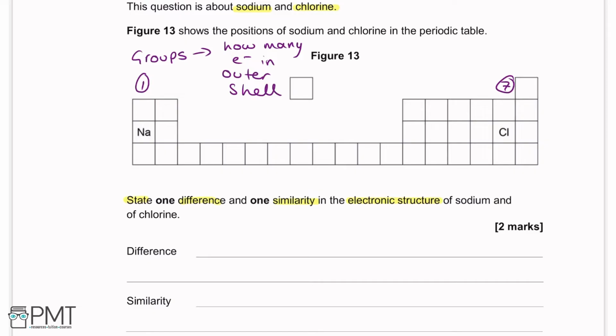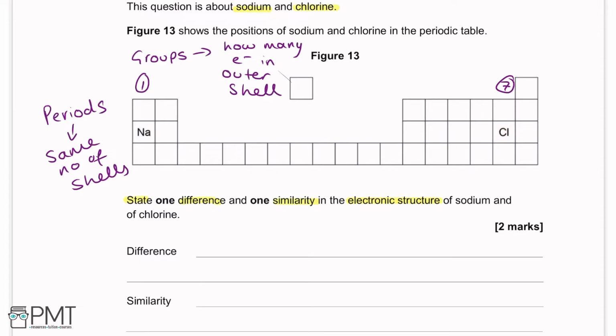Now, the horizontal rows, okay, that run like this, across the periodic table are called the periods. Okay, and elements in the same period have the same number of shells. Now, hopefully you can see that sodium and chlorine are in the same period. Okay, they're in the same horizontal row. Therefore, they both have the same number of shells.